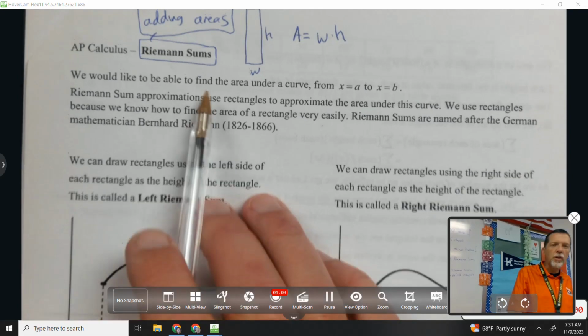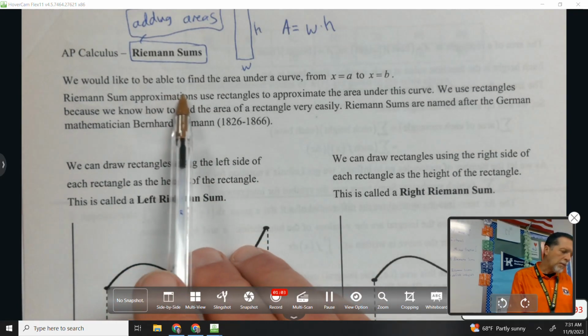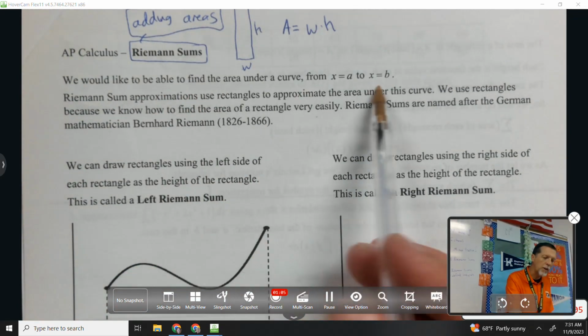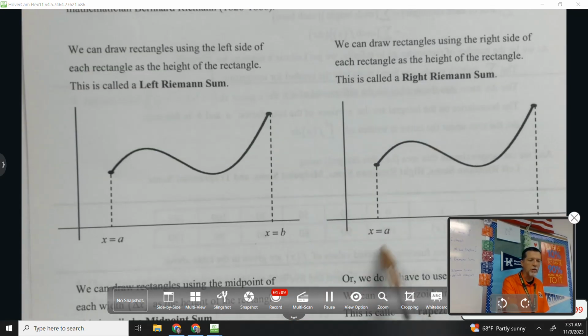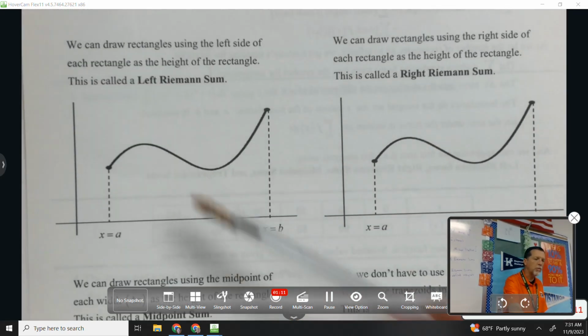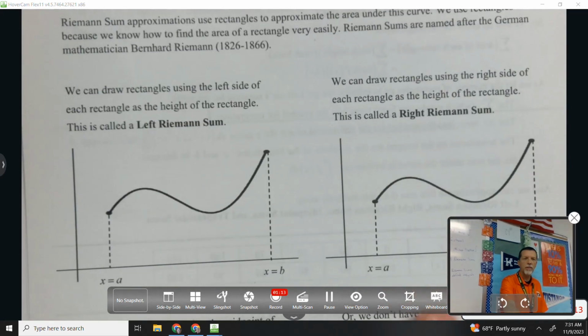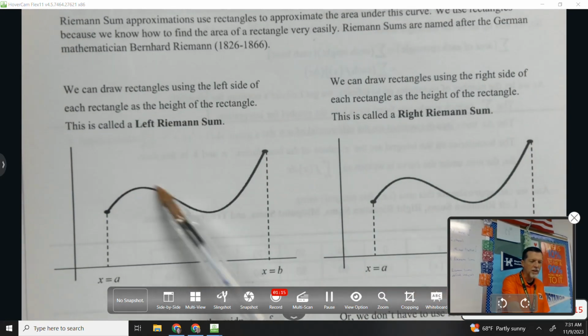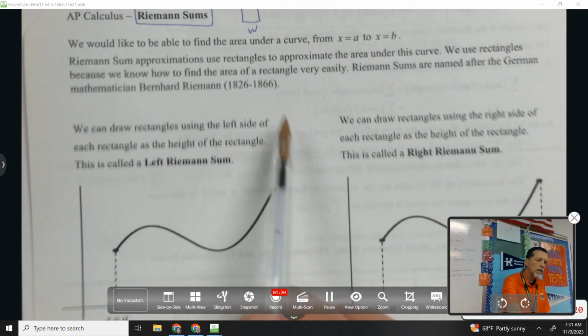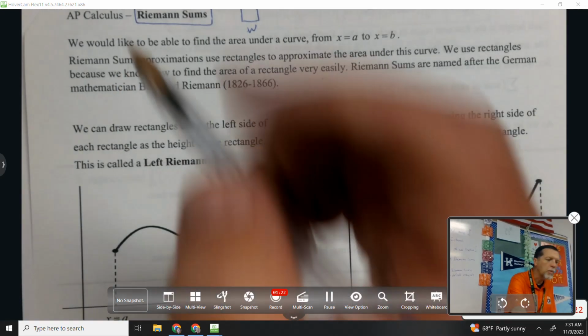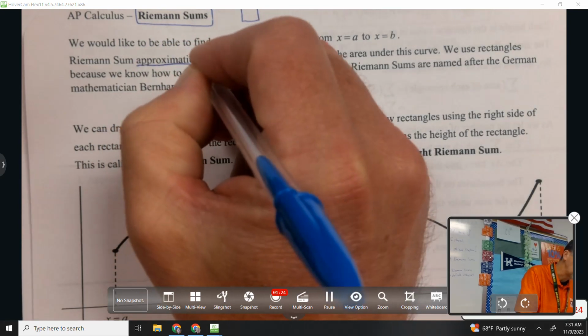Okay, so first the motivation. We would like to be able to find the area under the curve from A to B. You look at those four graphs down there and they all look the same. We're going to do different stuff with them. But that means we want to find the area under that curve, which would be kind of tricky to do because that's not a standard looking shape that we know. So we use Riemann sum approximations. So this won't tell us it exactly.